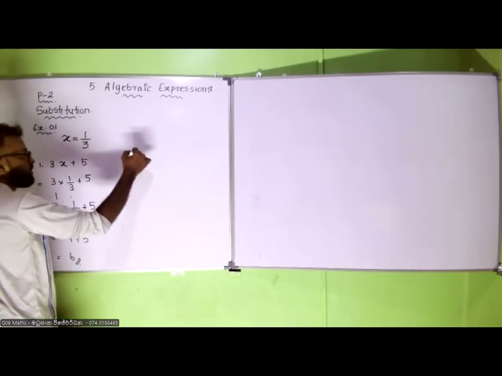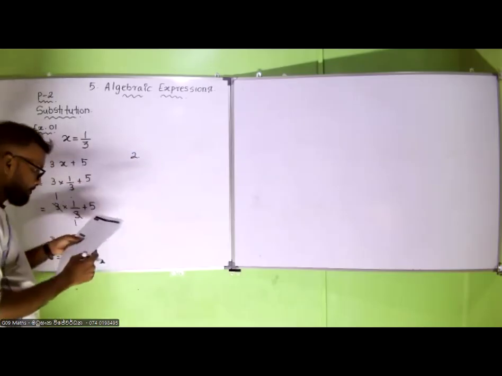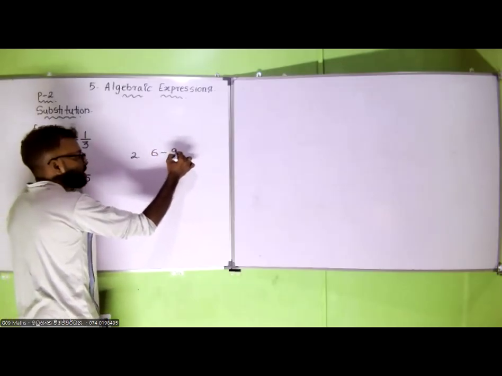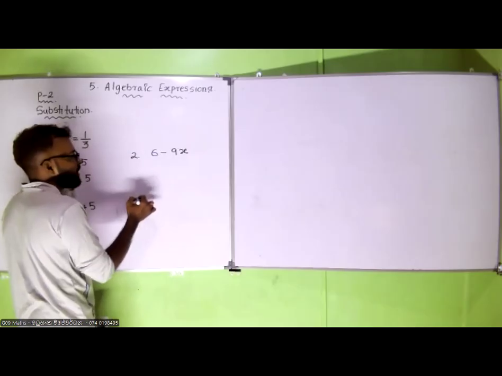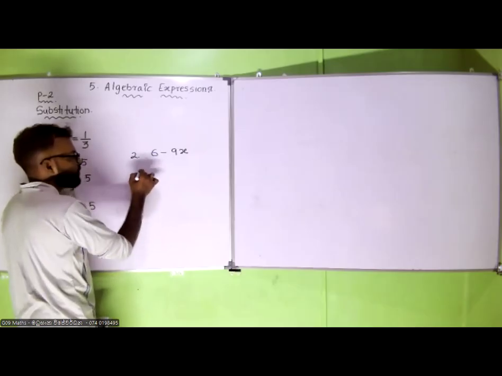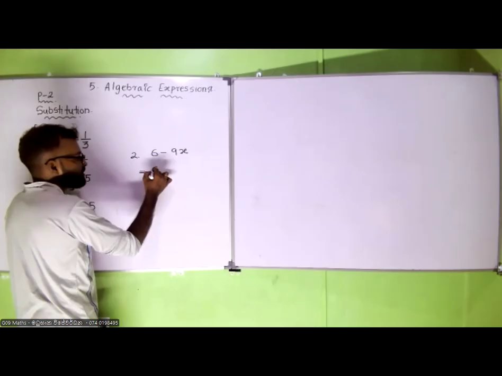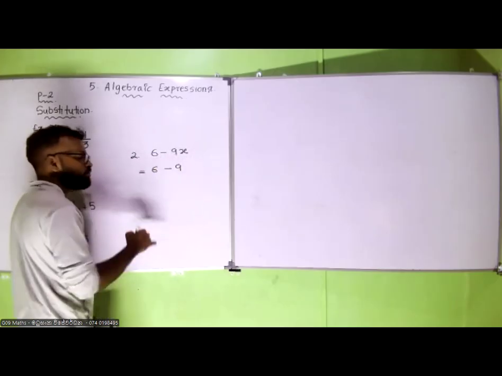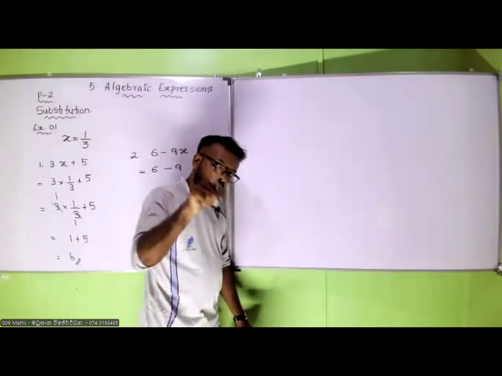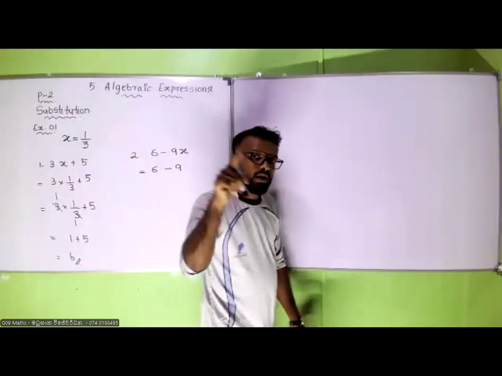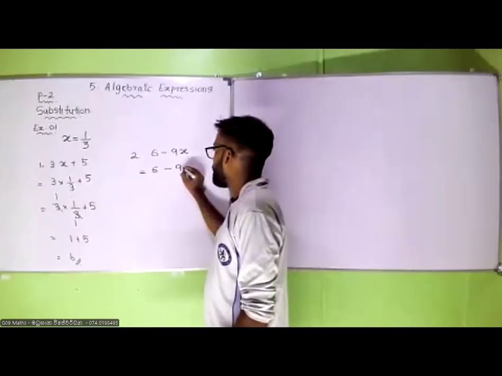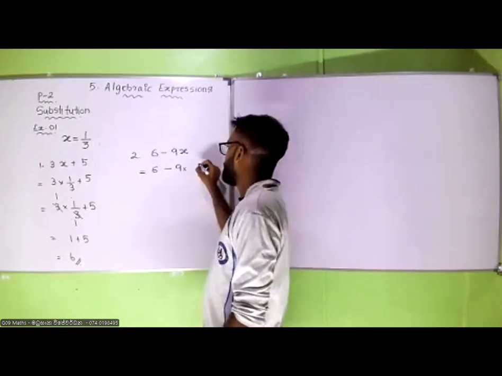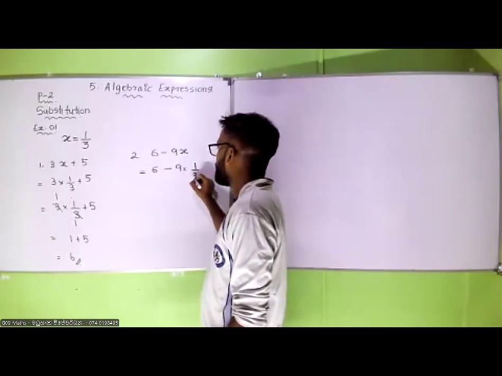Right. Second one. 6 minus 9x. Here we have 6. Here we have minus sign. Here we have 9. 9x means 9 multiplied by x. X means 1 upon 3. Substitute it here, 1 upon 3.